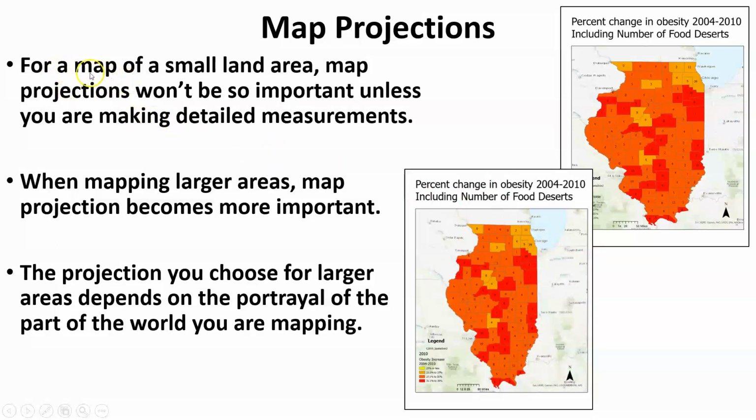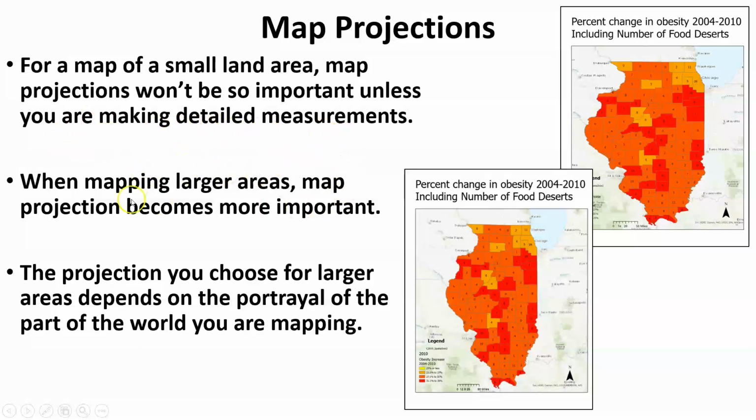However, for a map of a small area like a neighborhood, map projections won't be so important unless you're making detailed measurements. So we will look at what that looks like in our tutorials on the city of Olander. Because we are going to be making some features and maybe offering some measurements, we do need to make sure we know what our projection and our datums are.